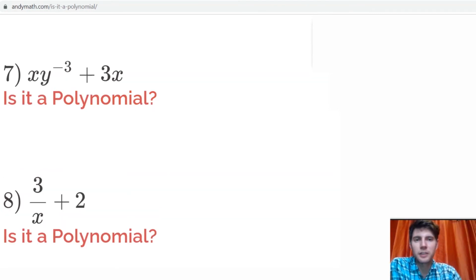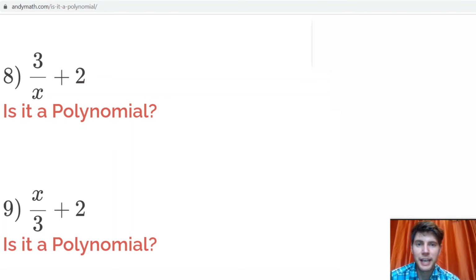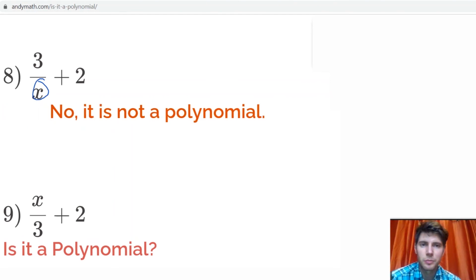Number 7, xy to the -3 plus 3x. This is not a polynomial because of this -3. So because of the -3, it is not a polynomial. The answer is no. Number 8, 3 over x plus 2. Oh, 3 over x plus 2. We can't have it over x. The answer is no. This one's not a polynomial.